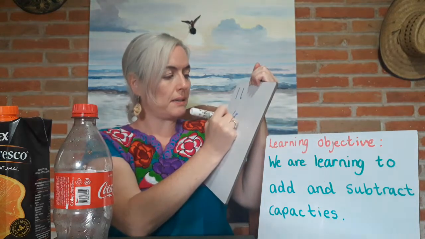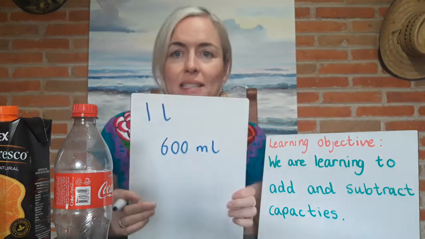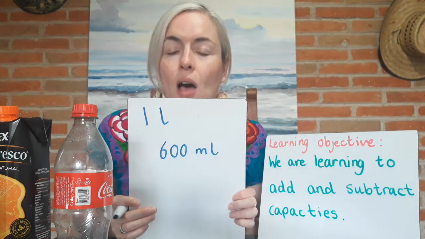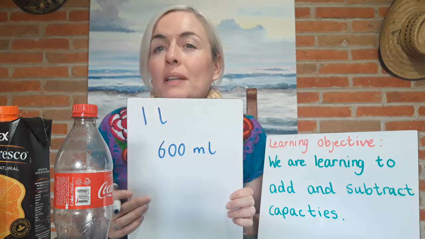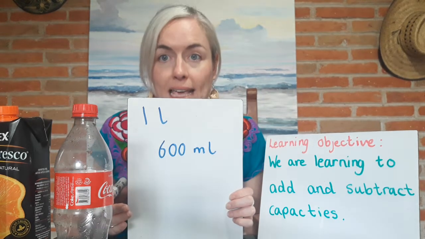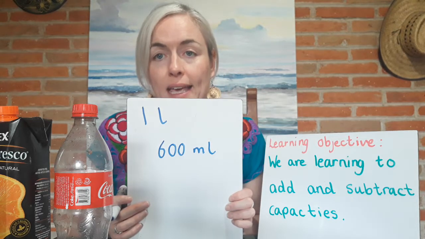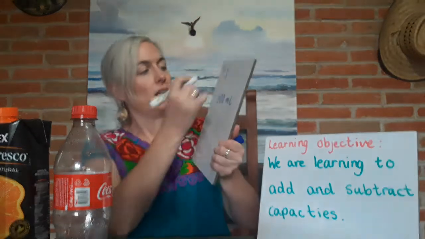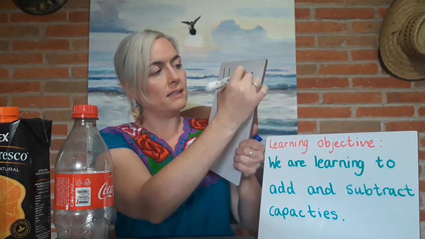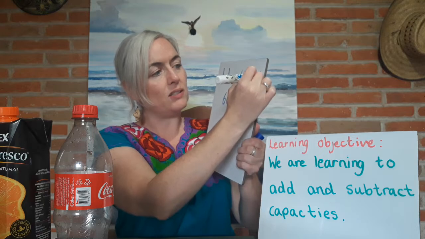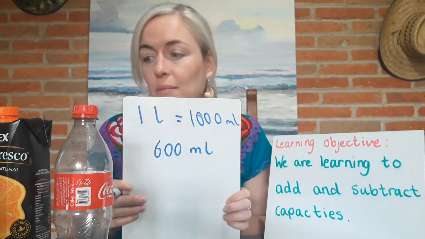600 milliliters. Now, can I add them together like that? Well, of course I can say 1 litre, 600 milliliters, but we would like to make them both the same unit of measurement. So we're going to make them both milliliters, okay? So we know that 1 litre equals 1,000 milliliters, okay? So now they're both in milliliters, it's easier for us to add them together.